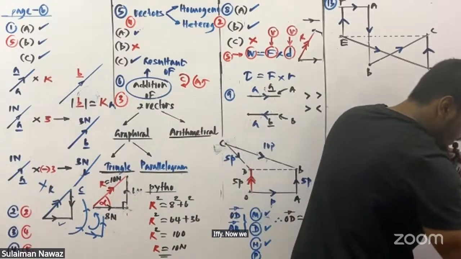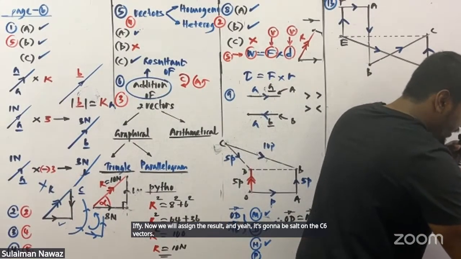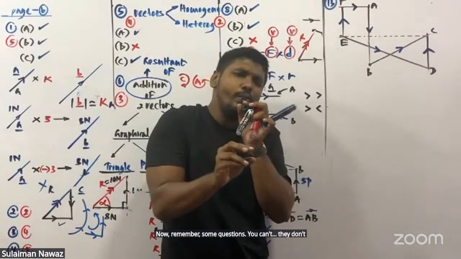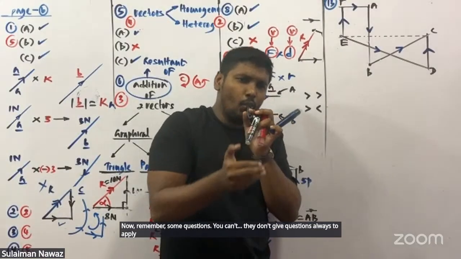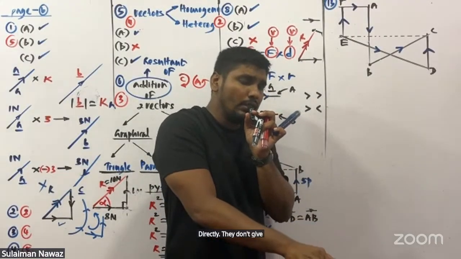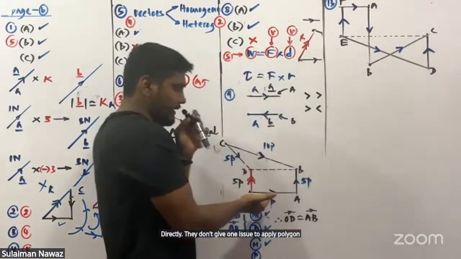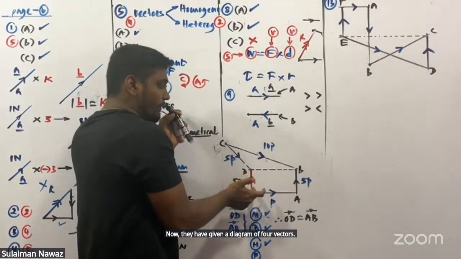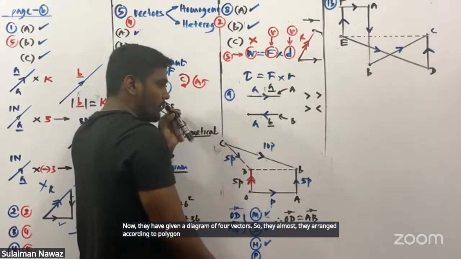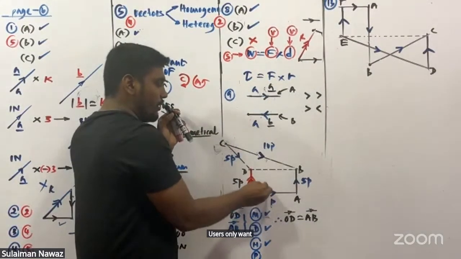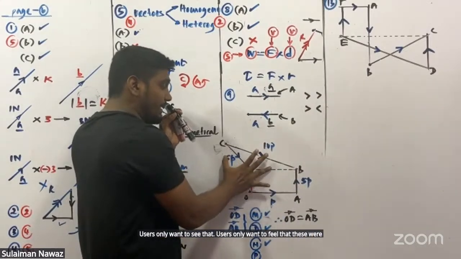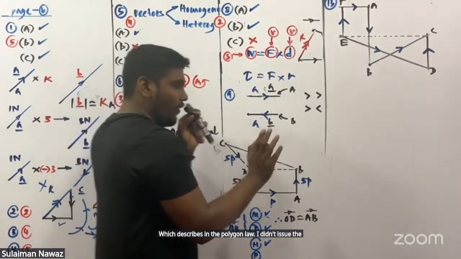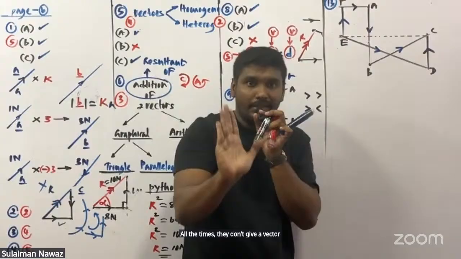Now we want to find the resultant. They are asking for the resultant of the 6 vectors. Now remember, they don't always give questions where you can apply the triangle law or polygon law directly. Like this is a direct answer. Now they have given a diagram of 4 vectors, so they arranged them according to the polygon law. You only want to see that these 4 vectors are arranged in a way described by the polygon law, from the initial to the final resultant. All the time they don't give a vector diagram in that manner.